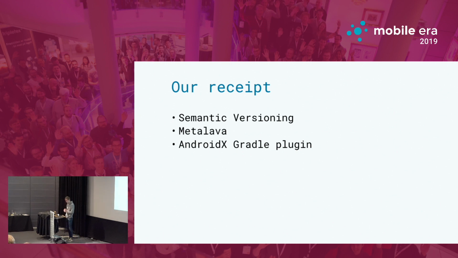Metalava is our tool to create those Current.txt files. It's written by our Tor Norba, if you know him. He's like lead of the studio. So it generates this Current.txt. If you're really interested in this thing, you can use it. It's open source, as is almost everything we do.